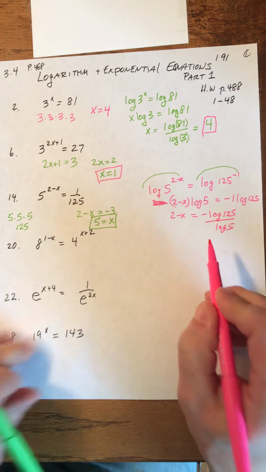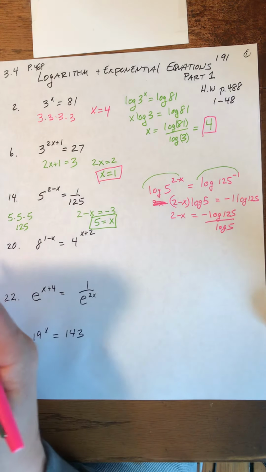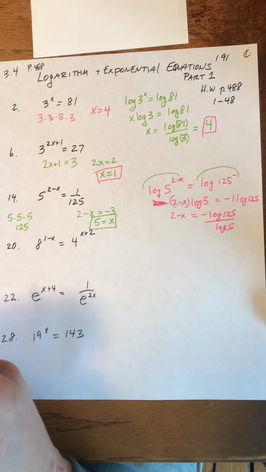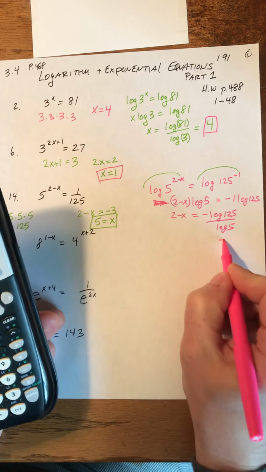And then you could actually type that into your calculator and see what happens. So if I put in a negative log of 125, don't forget to close that parentheses, divide it by the log of 5, and we're going to get a negative 3 on this side.